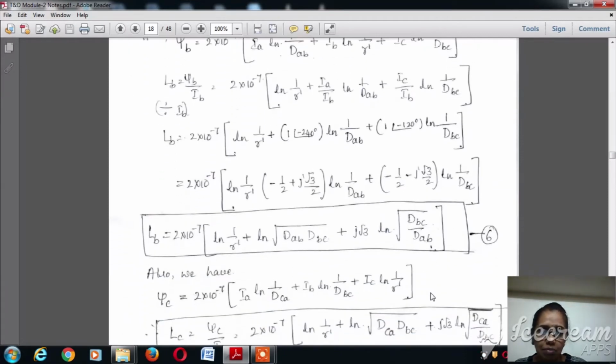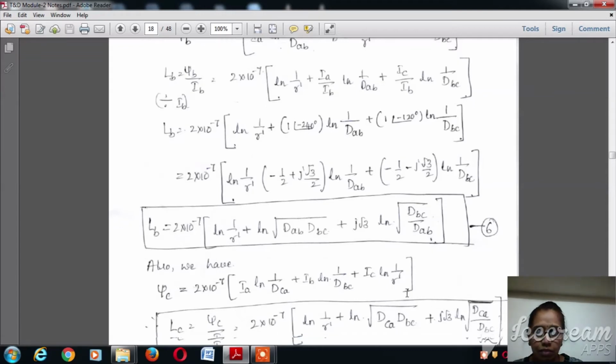Similarly, if we write the expression for psi c, it is equal to 2 into 10 to the power minus 7 times Ia into ln 1 divided by dCA. We must consider the conductor C, which is getting connected to A and B only, so 1 over dCA, that is the distance between A and C, plus IB into ln 1 divided by dBC, plus IC self, that is IC into ln 1 divided by R dash.